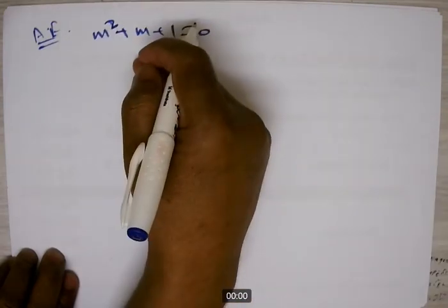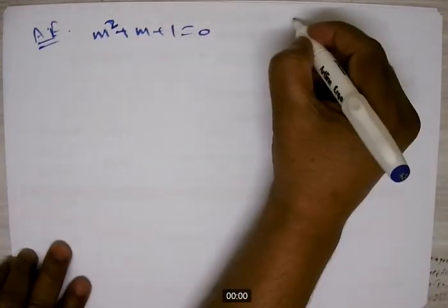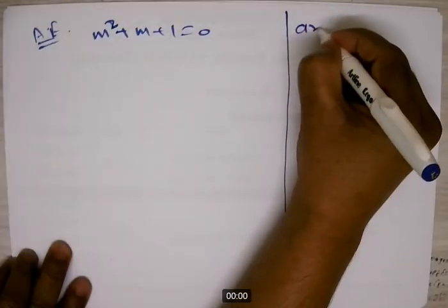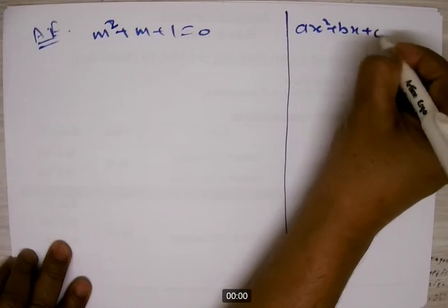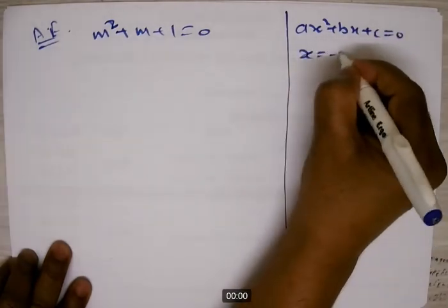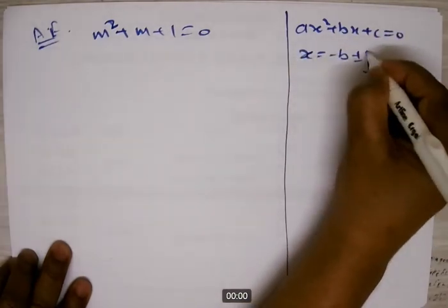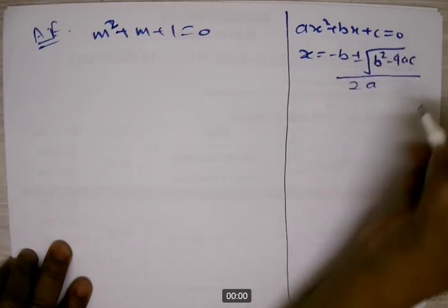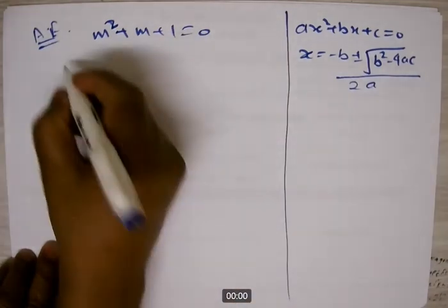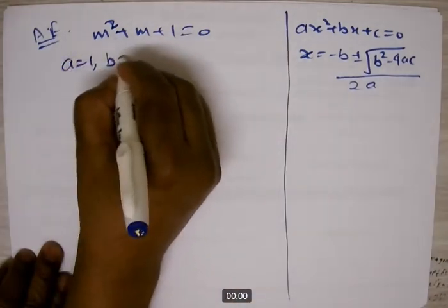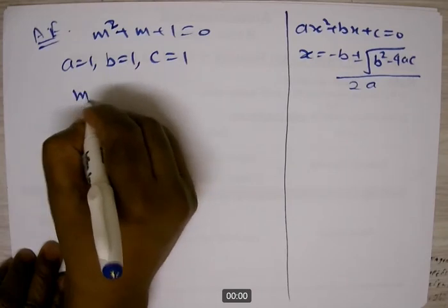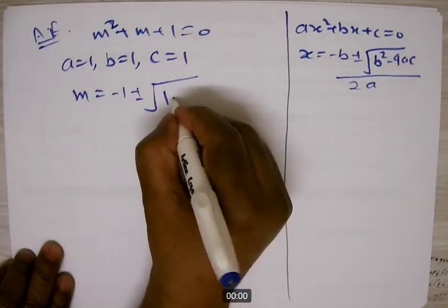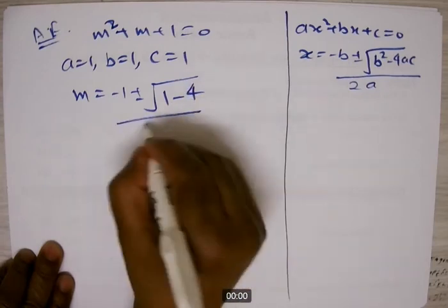If you use a calculator, you also get the answer. But if you use the formula, ax² + bx + c = 0, then x = (−b ± √(b² − 4ac)) / 2a. So when you use this, a = 1, b = 1, c = 1. Therefore m = (−b ± √(b² − 4ac)) / 2a.